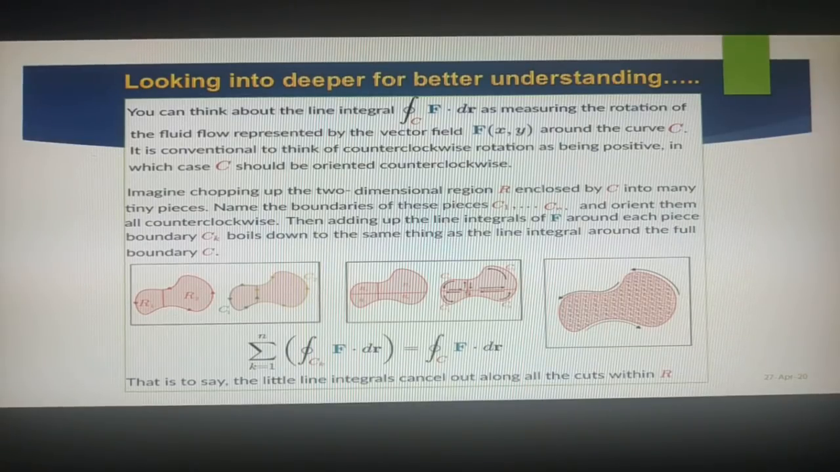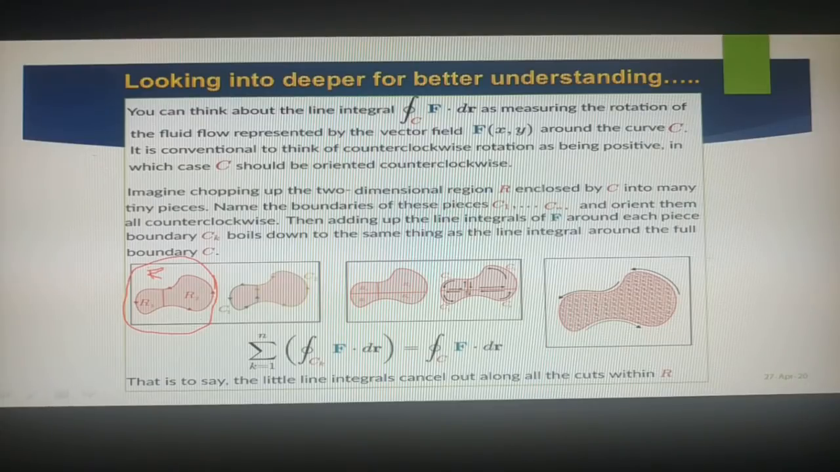So I have the region here. Previously this region I represented with capital R. Now I made it into two regions. In that case, let us give the curves names: C1 for the first region, and C2 for the second region.